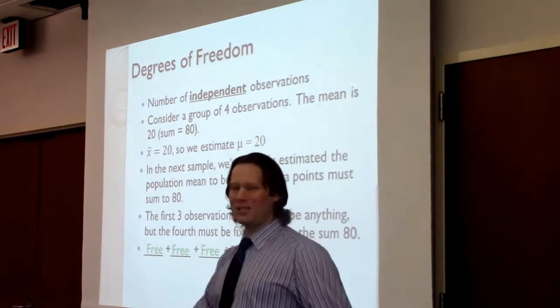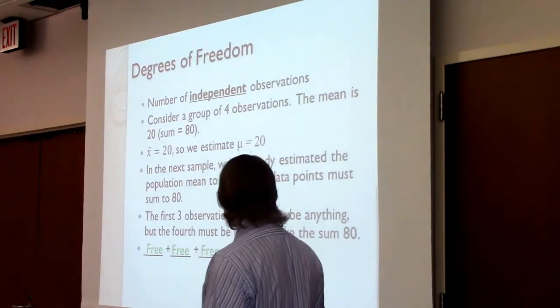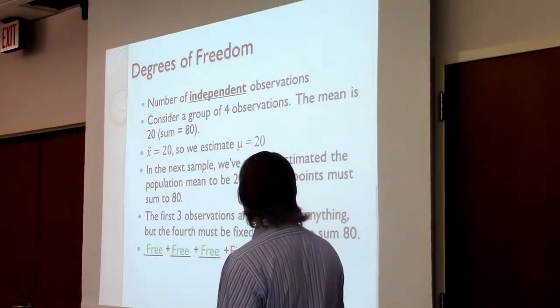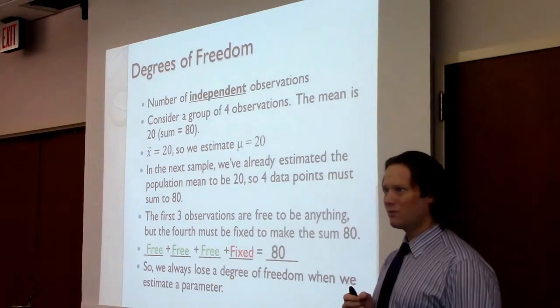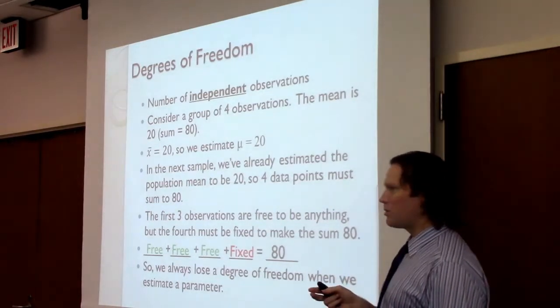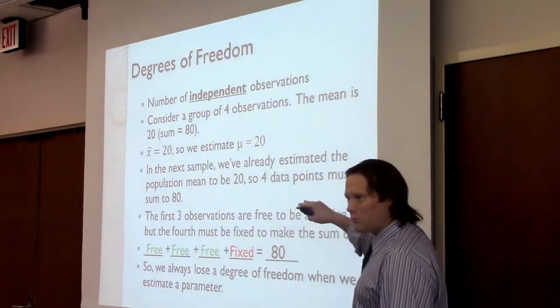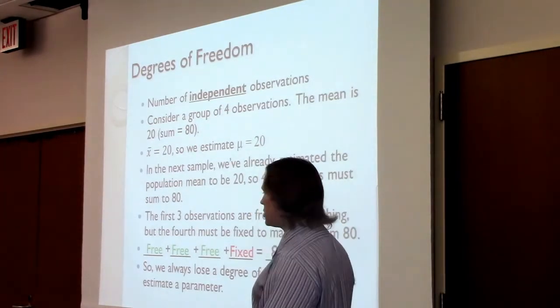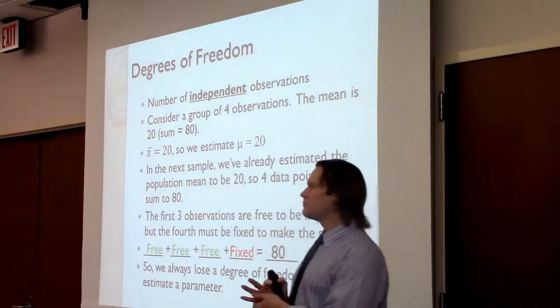If we've already estimated our population parameter, then something has to be fixed somewhere. And so we lose a degree of freedom every time we estimate a parameter. If I estimate 2 parameters, I lose 2 degrees of freedom. But most of the time in descriptive statistics, we start off thinking about just losing 1, which is why we typically think of the degrees of freedom as n minus 1.